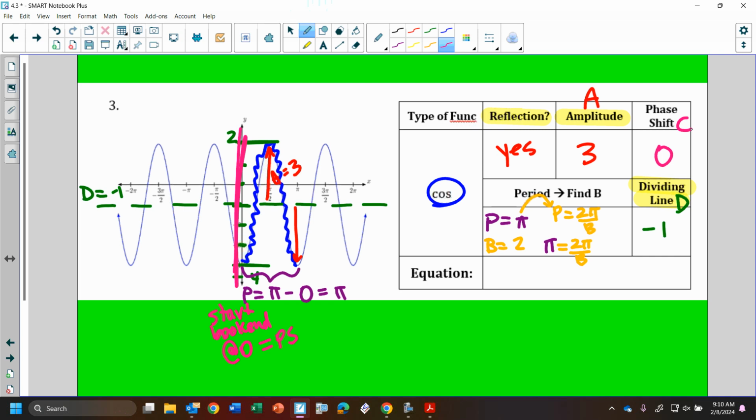Can you guys take a moment, if you haven't already, try to write out that equation. Give me a y equals in front if you want to be fancy. Nice. Don't forget that word cosine. Remember, it did reflect.